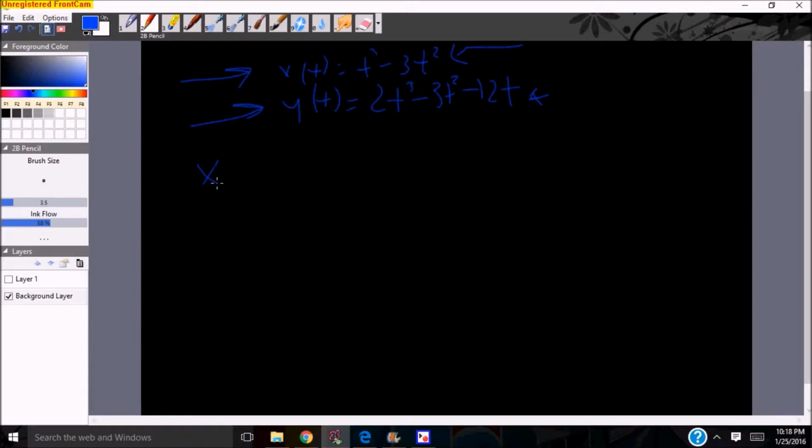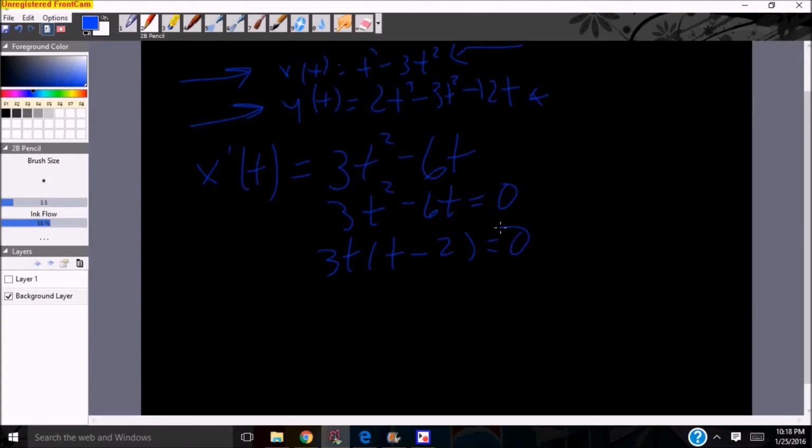So let's see if we can figure that out. x prime of t is going to be 3t squared minus 6t. So we're going to set this thing equal to 0. Remember, always on a different line on the AP Cal exam. 3t times t minus 2 is 0, which gives us t is 0 and t is 2. So those are two possible times when we might actually be at rest.